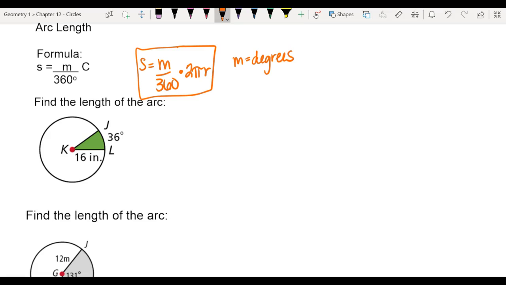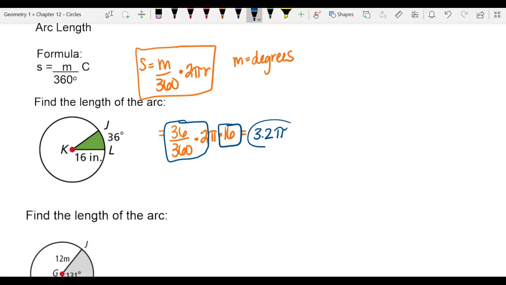So you're going to plug in your 2 numbers. So my arc length equals 36 over 360 times 2 pi times 16. So you're going to combine your number parts. So I'm going to do 36 divided by 360 times 2 times 16, which gets me 3.2, and then you're just going to tack the pi on the end. So you multiply the number part together and tack pi on the end. Do you feel like you need another example of those?